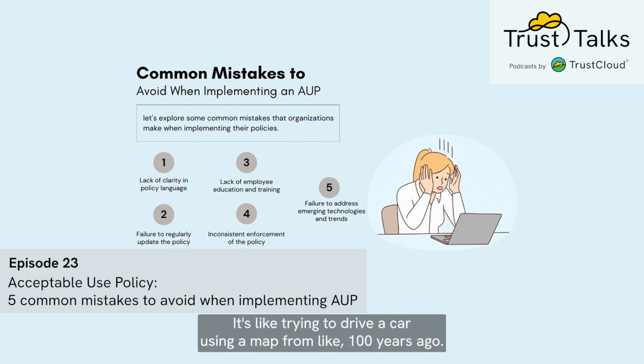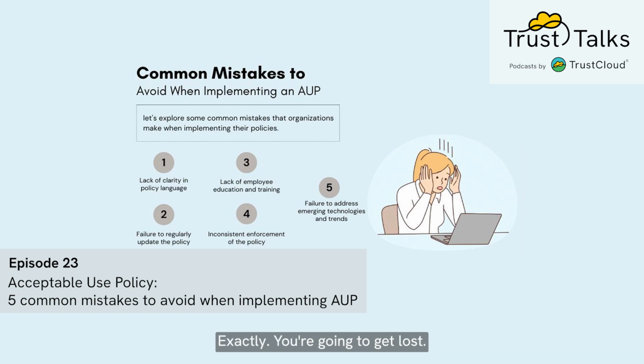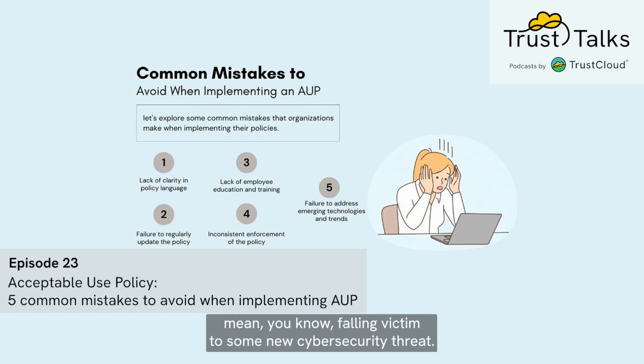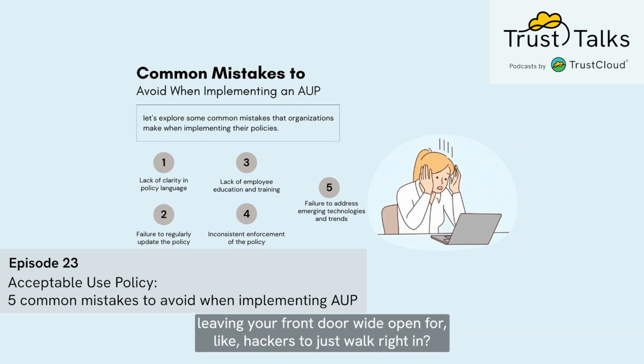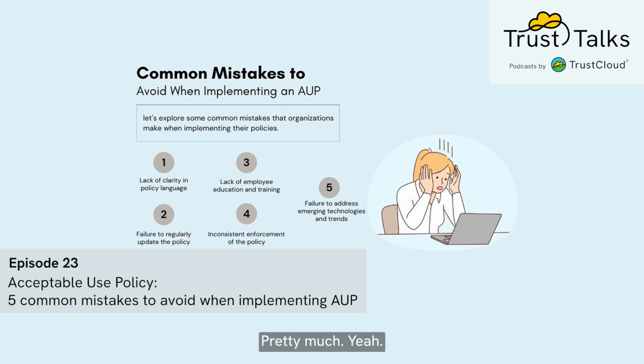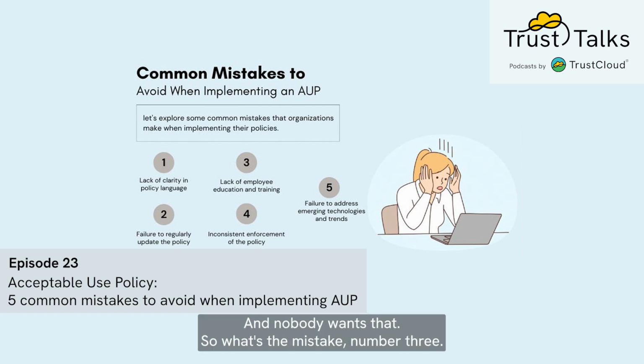It's like trying to drive a car using a map from 100 years ago. Exactly. You're going to get lost. And in this case, getting lost could mean falling victim to some new cybersecurity threat. So you're saying that having an outdated AUP is like leaving your front door wide open for hackers to just walk right in. Pretty much, yeah. And nobody wants that. So what's mistake number 3?